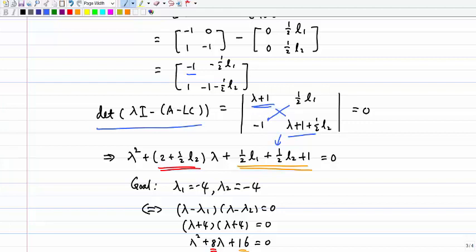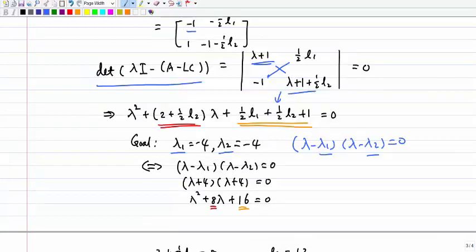My goal is to have two eigenvalues, lambda 1 equal to negative 4 and lambda 2 also negative 4. According to the same idea I mentioned for the control design, for a polynomial like this, I need lambda minus lambda 1 times lambda minus lambda 2. Replacing lambda 1 and lambda 2 by negative 4, I have lambda plus 4 times lambda plus 4 equal to 0. This gives lambda 1 is negative 4, and lambda 2 is negative 4.